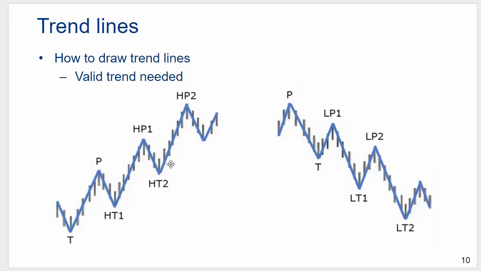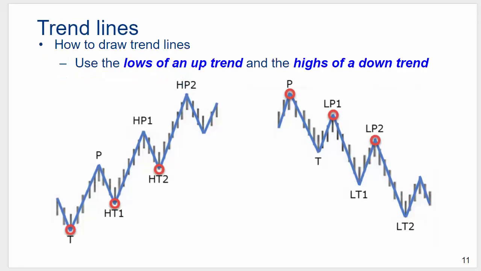Now, here we have a valid trend in place. This is our first requirement. Here we have a series of higher peaks and higher troughs to the upside, or a series of lower peaks and lower troughs, and that's the minimum requirement. After all, if we don't have a trend, we can't draw a trend line. And for an uptrend here on the left hand side, we draw it through the troughs of an uptrend, and on the right hand side through the peaks of a downtrend.